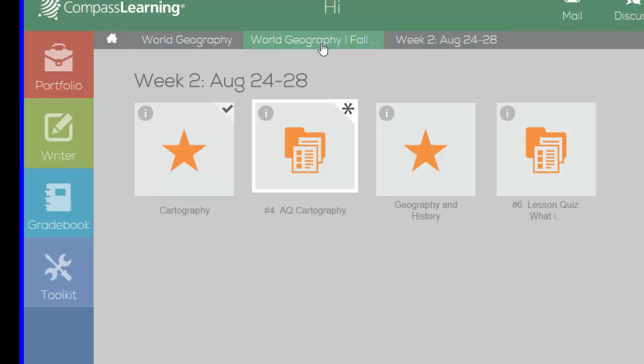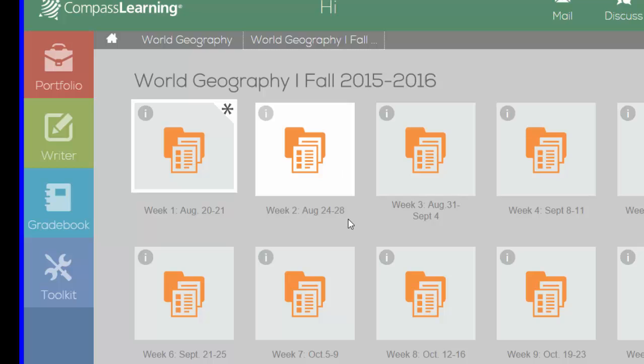And let's go back and see what else. It looks like, yeah, so the student is just a few lessons behind. They only take about a half an hour or less to be able to complete that, so it wouldn't take them long to catch up.